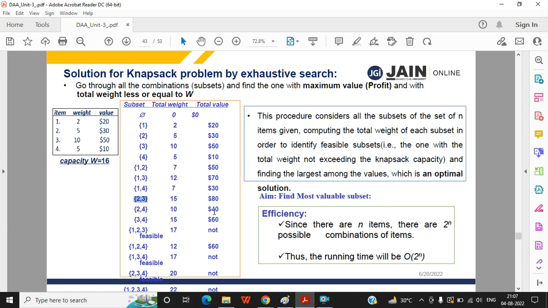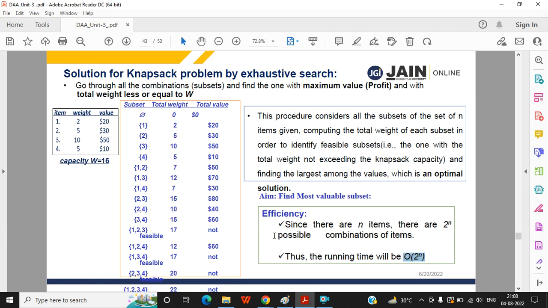But this can be determined after checking all the combinations of all items. Since there are n items, there are 2 to the power n possible combinations of items, right? Thus the running time will be big O of 2 to the power n. This is a huge time taking complexity.